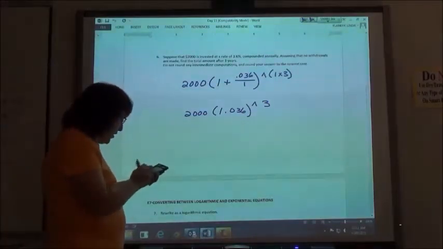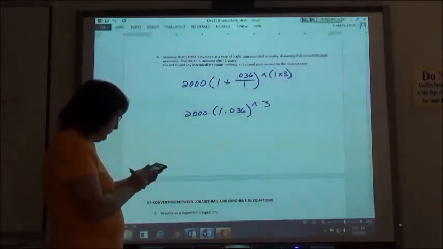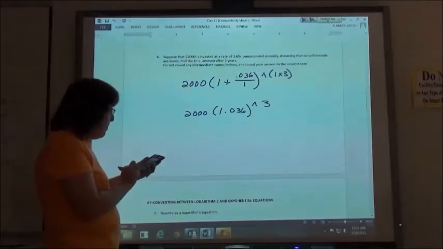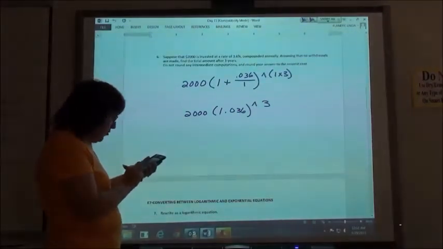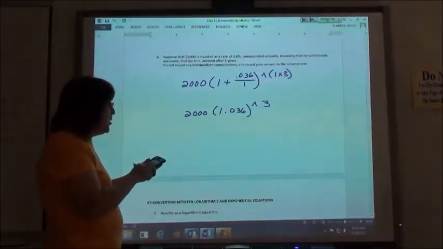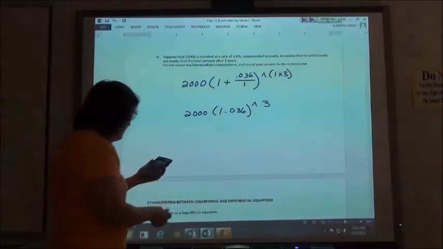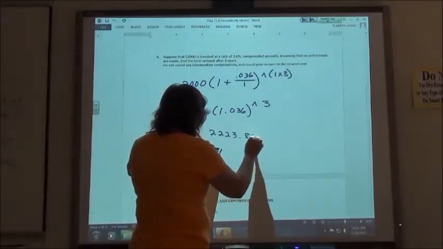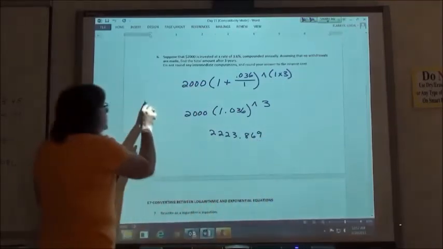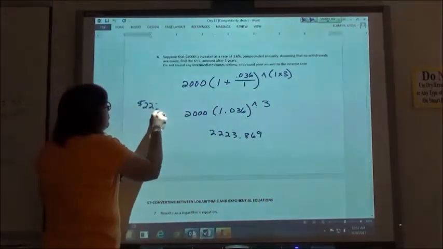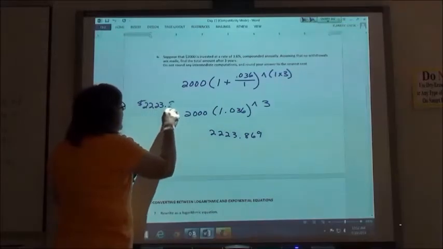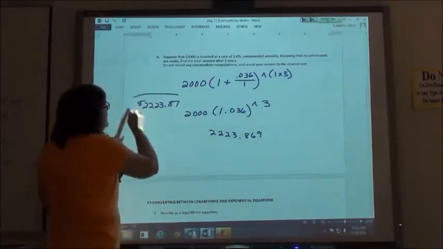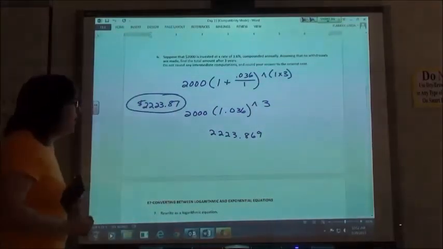Let's go ahead and punch that in. 2,000 times 1.036 to the 3rd power. So 2223.869. So $2,223.87 is what we'd have to round that off to.